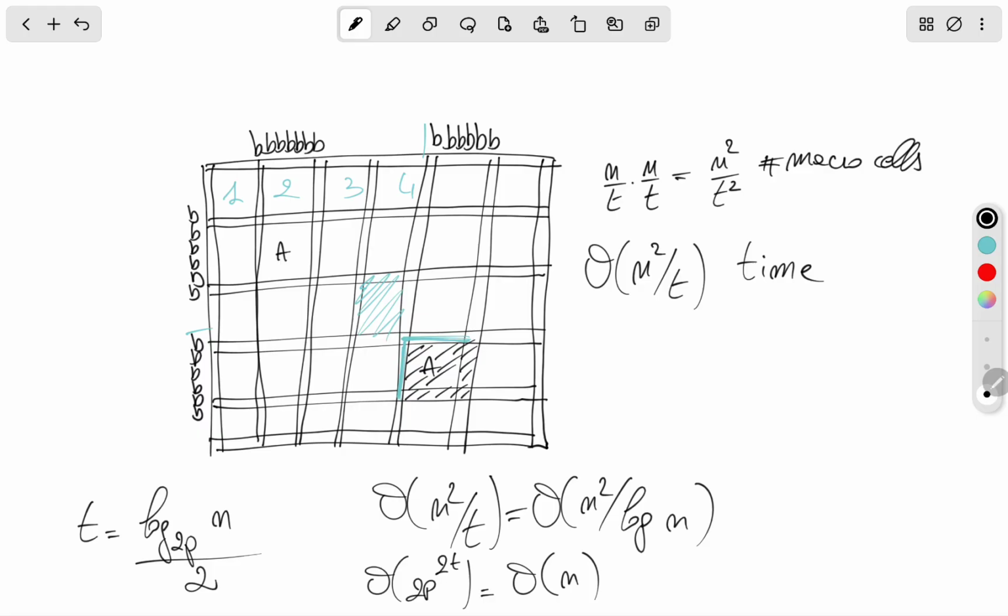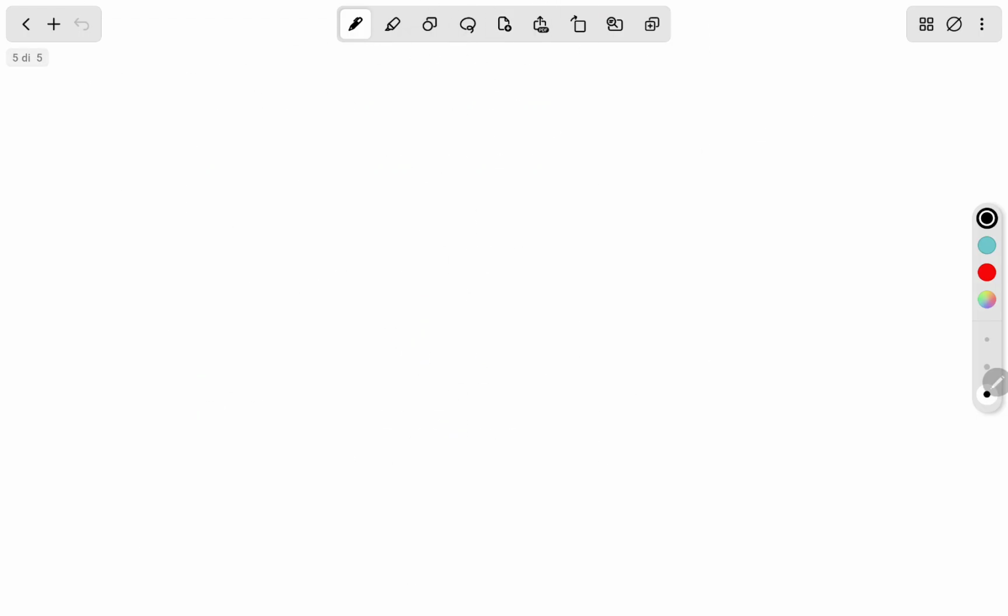Okay, the second approach that I want to discuss is heuristic this time. Is heuristic. So, for the second approach, we cannot guarantee that we are going to be faster. We cannot guarantee that the time complexity is better than the usual n squared case.